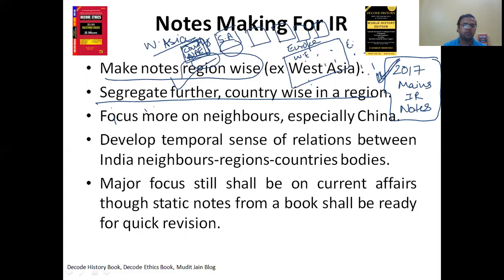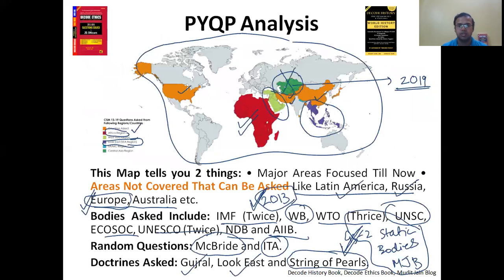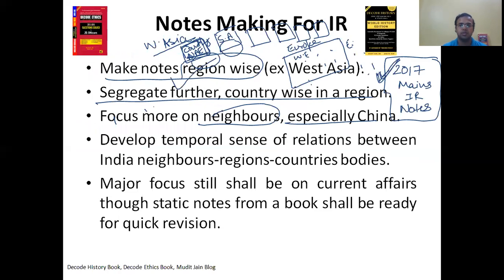When it comes to focusing, I've already told you the focus areas, but focus more on neighbors, especially China. Even in this diagram, you can see that neighbors have been focused on more. So this particular area is very important as far as IR is concerned. So focus more on neighbors.